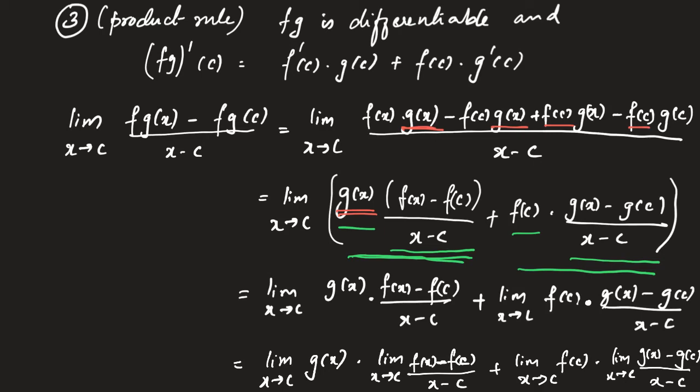Now notice that this is equal to g of c, this is equal to f dash of c, this is equal to f of c, and this is equal to g dash of c. And thus we have the theorem.